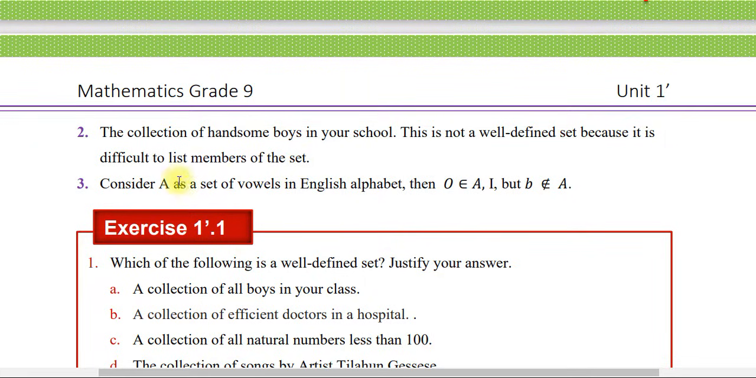And number 3, consider A as a set of vowels in English alphabet. Then O is an element of A, I is an element of A, but B is not an element of A. This is also a set.